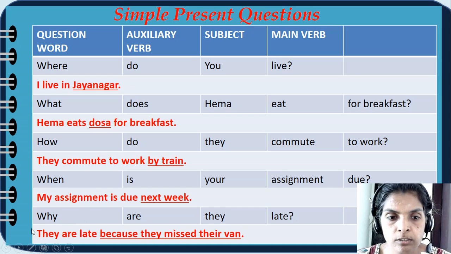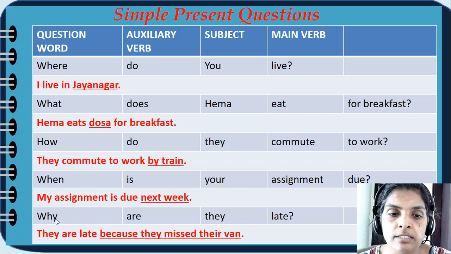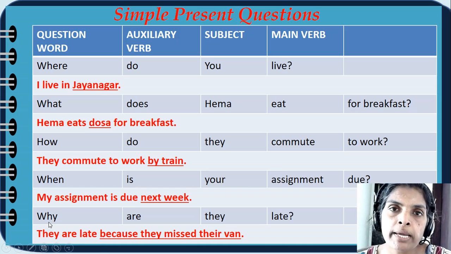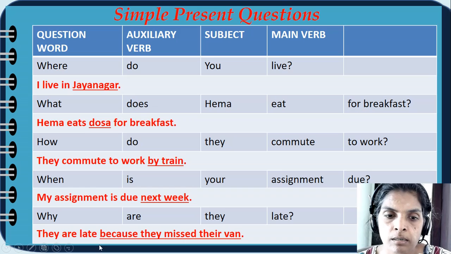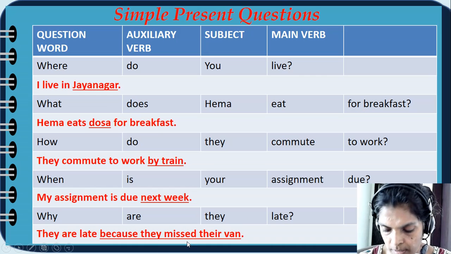Why are they late? So when are why questions asked? When you want to know the reason. So they want to know the reason for somebody being late. So most of why questions are answered by using this conjunction because. They are late. See, they are late because they missed the van.